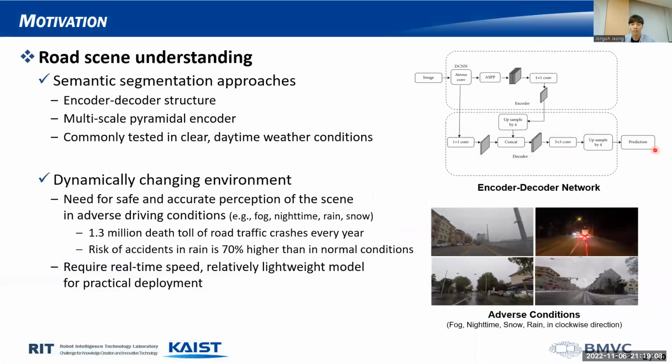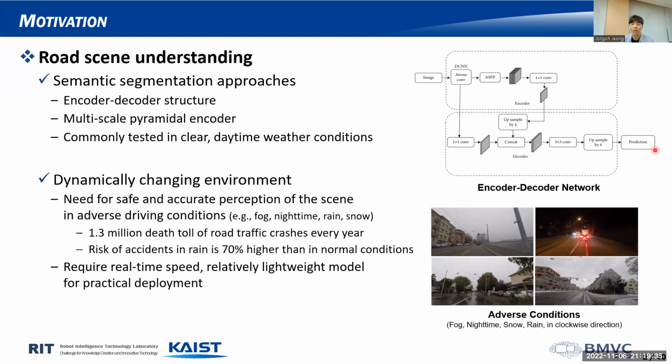Road scene understanding has been a popular area of research, especially for autonomous vehicles. For self-driving vehicles, recognizing roadside objects in the driving scene ahead is critical for the safety of road users, including drivers and pedestrians. Semantic segmentation is one of the key scene understanding tasks that is commonly approached by using an encoder-decoder network or multi-scale parameter encoder, followed by upsampling strategies under clear daytime weather conditions.